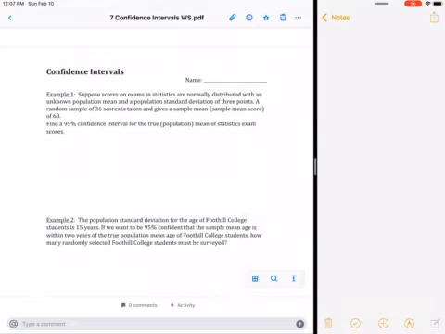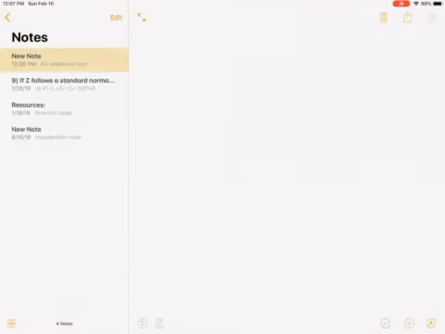Example 1 says, suppose scores on an exam in statistics are normally distributed with an unknown population mean and a population standard deviation of 3 points. A random sample of 36 scores is taken and gives a sample mean of 68. We want to find a 95% confidence interval for the true population mean of statistics exam scores. Okay, so for this problem, we want to find the confidence interval.